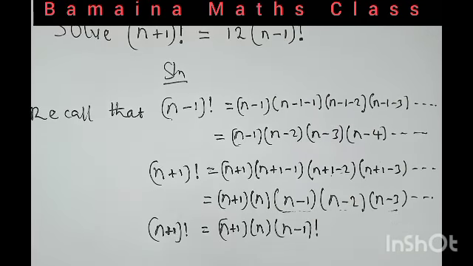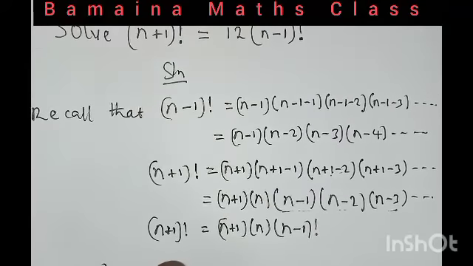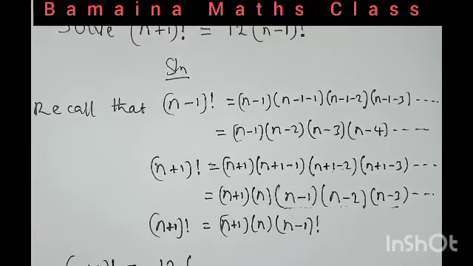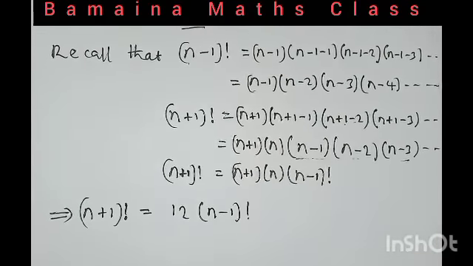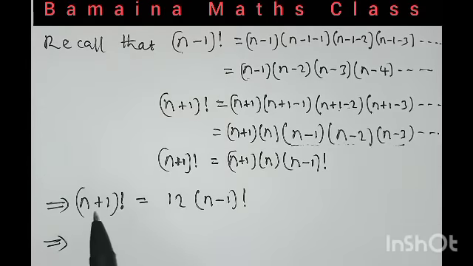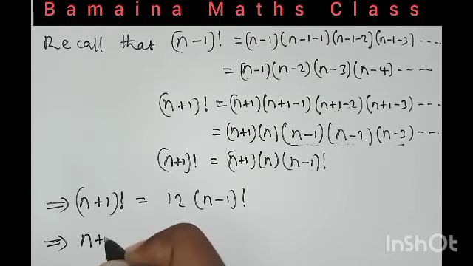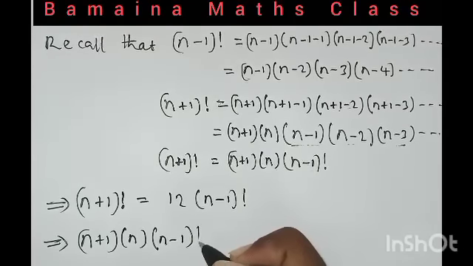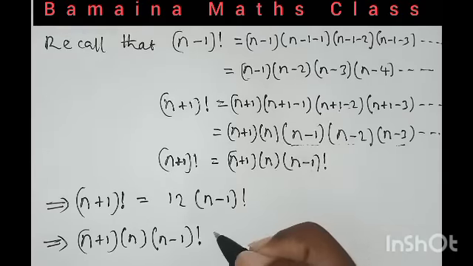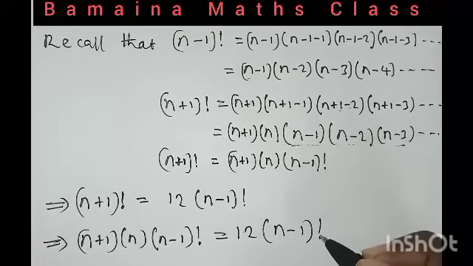So therefore, we now go back to our question. We said that (n+1)! is the same thing as 12 × (n−1)!. So now this means our (n+1)! is here, which is (n+1) × n × (n−1)!. This is our (n+1)!. It equals 12 × (n−1)!.